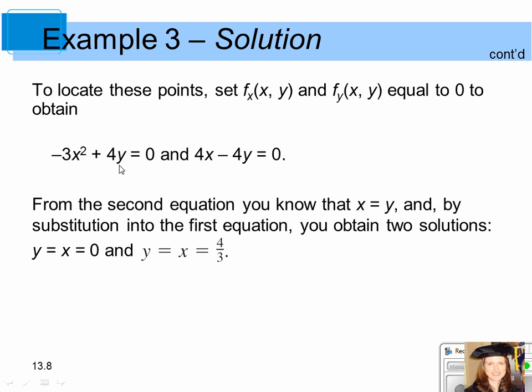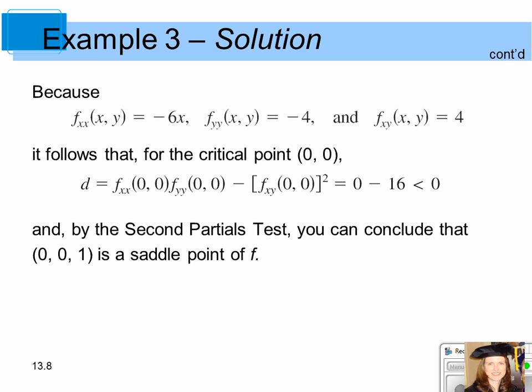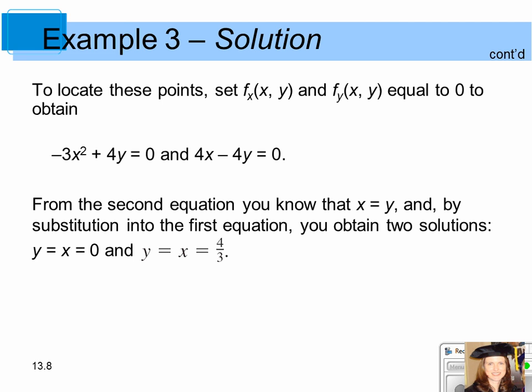You can solve it by factoring or using the quadratic formula, and you're going to end up with two solutions. You can factor out an x to get x equals 0, and then when you set the other factor, negative 3x plus 4, equal to 0 and solve that, you get x equals 4/3. And then by plugging that back into x equals y, you get the critical points. So this one has two critical points, one at 0, 0, and one at 4/3, 4/3.